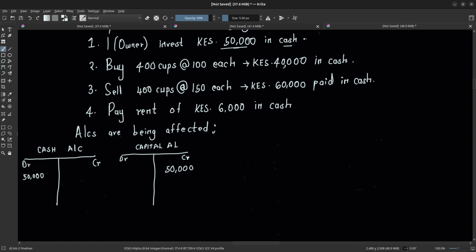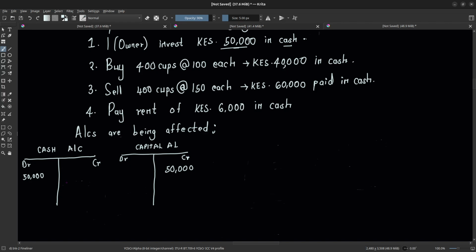Then you go now for number 2. You buy 400 cups at 100 each. That is 40,000 in cash. What has happened to your cash? That's the first thing you should ask yourself. What is happening to your cash account? When you buy something, you give out the money and then you receive something. So your cash account is definitely reducing.